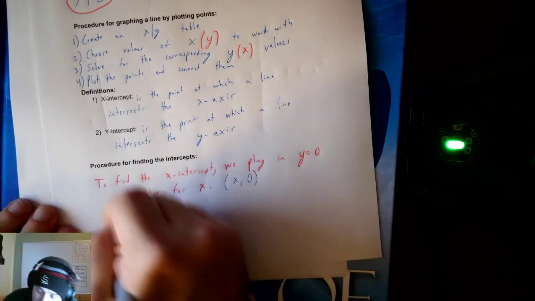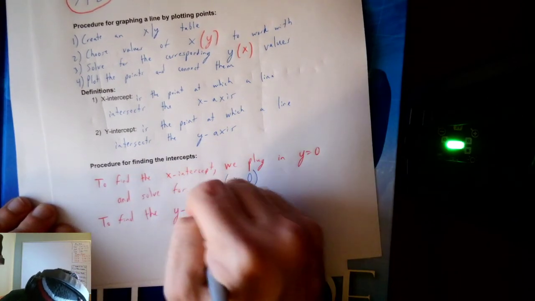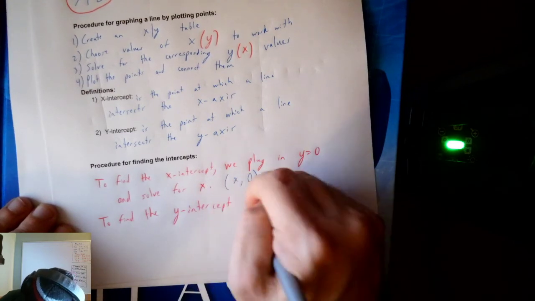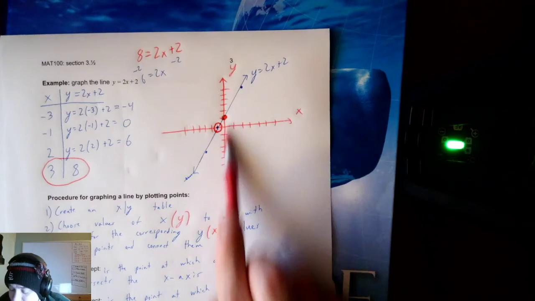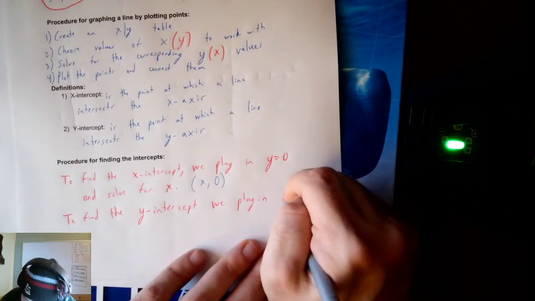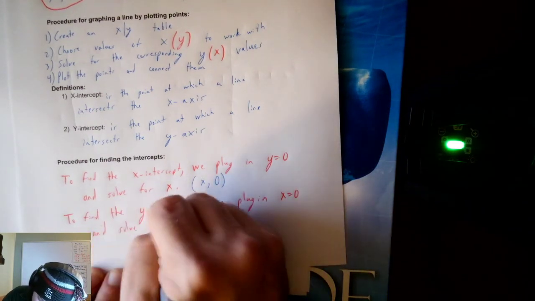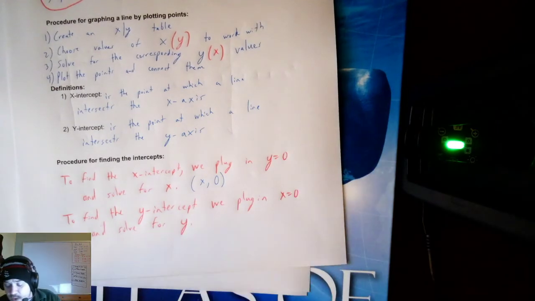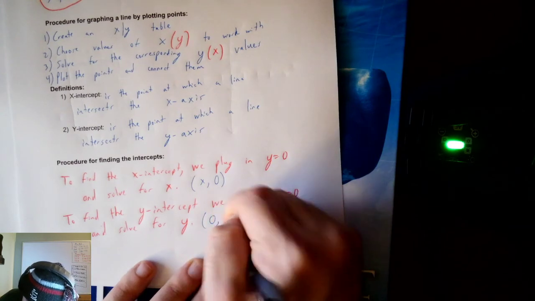Now, for the y-intercept, we plug in... And if you're thinking about it carefully, if I'm on the y-axis, my x value is 0, right? Everywhere on this y-axis, I've gone 0 left or right. I'm just going up or down, right? So we plug in x equals 0 and solve for y. So to find the y-intercept, we plug in x equals 0. So the y-intercept will always have the form 0, y.